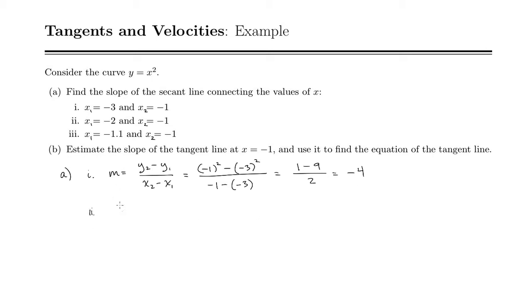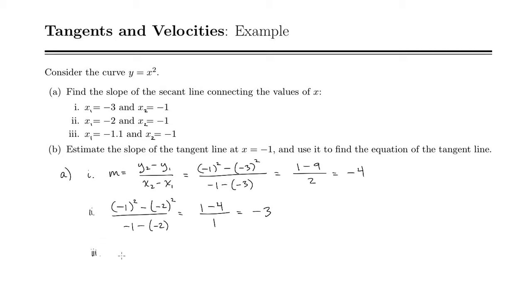And we'll do the same thing here. So negative 1 squared minus negative 2 squared over negative 1 minus negative 2. So that's 1 minus 4 divided by 1. So negative 3.